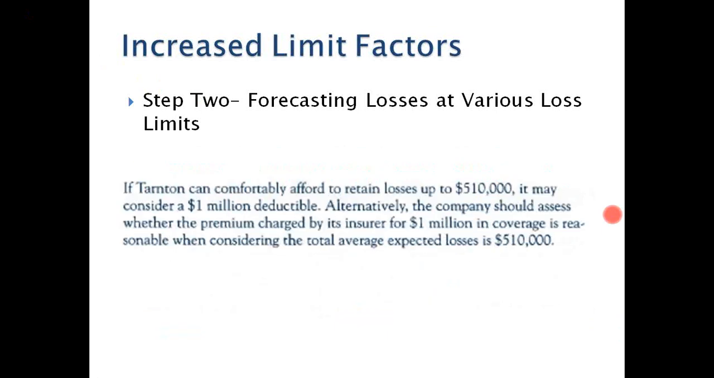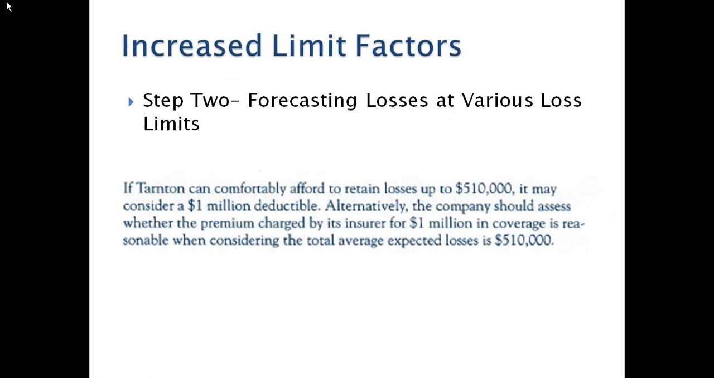So after we do this one step, now we have forecasted the 510. So step 2, we want to forecast the losses. If Tartan can comfortably afford to retain losses up to 510, it may consider a $1 million deductible. Alternatively, the company should assess whether the premium charged by its insurer for $1 million in coverage is reasonable when considering the total average expected losses of $510,000.